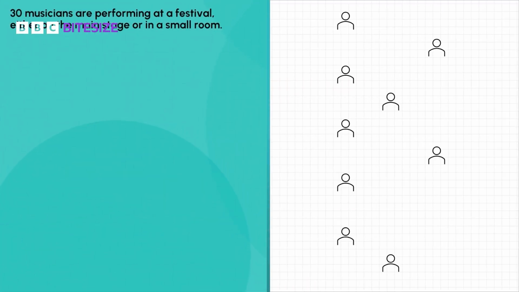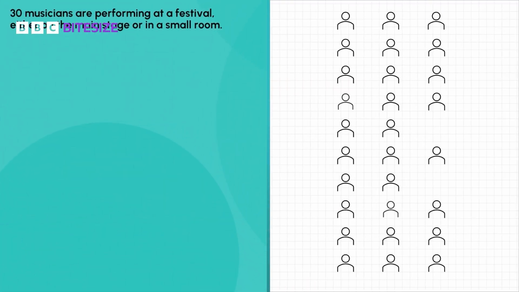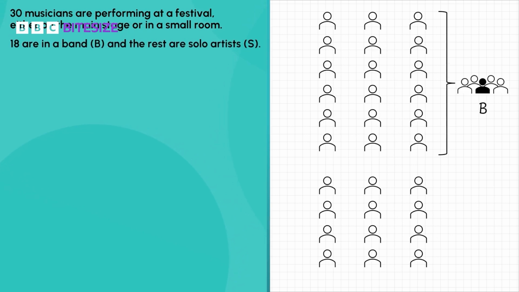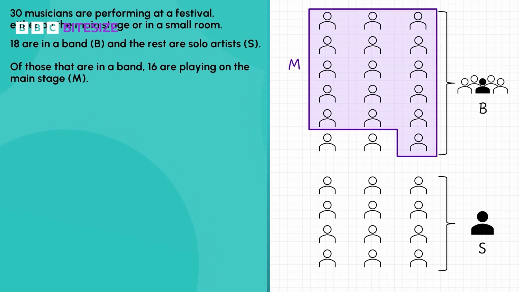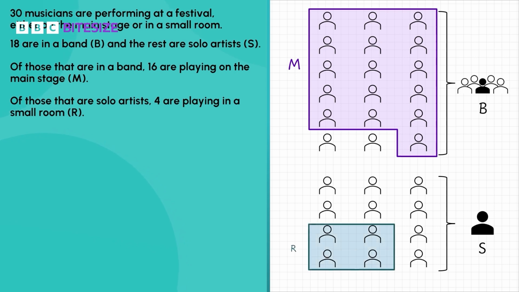30 musicians are performing at a festival. 18 are in a band, B, and the rest are solo artists, S. Of those that are in a band, 16 are playing on the main stage, M. Of those that are solo artists, 4 are playing in a small room, R.